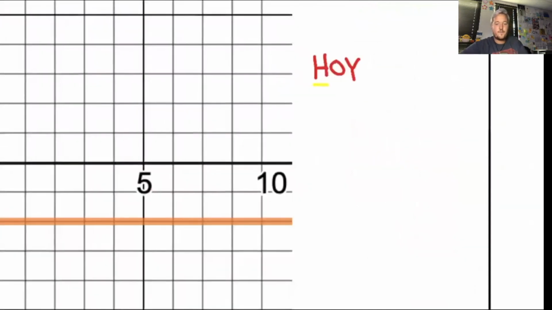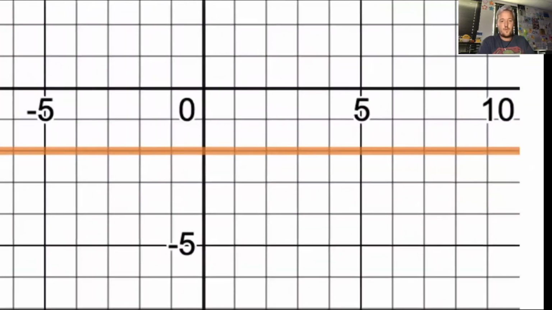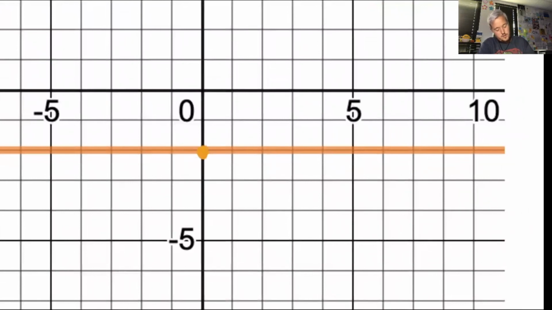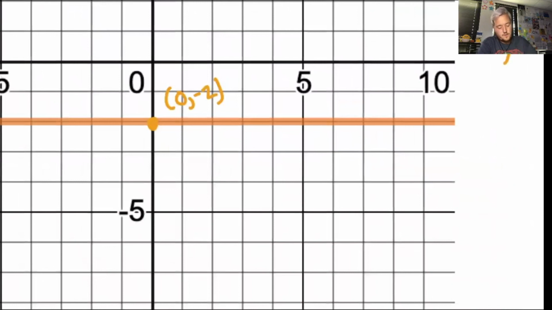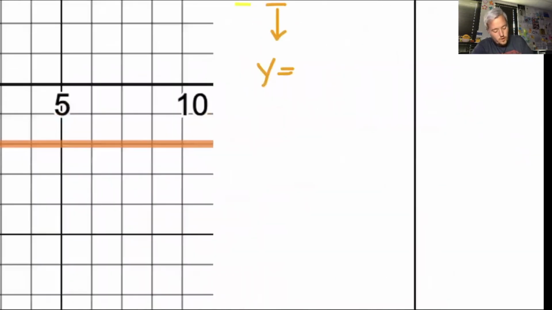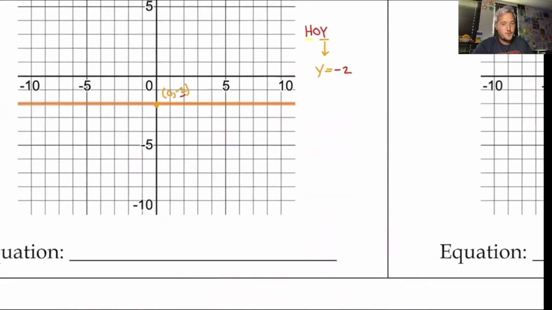So over here, if I look at my acronym, HOY is y equals. I'm going to look at the y-intercept here, which is (0, -2). I'm looking at the y value, which is -2. Because the y value is -2, that tells you it's going to be y equals -2. We're just taking whatever that y value is. So that's my equation.